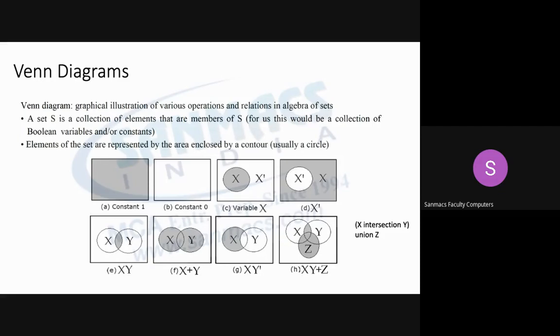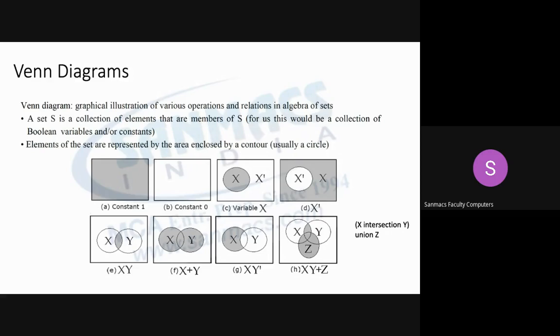Then we have x naught. Since we're working with x naught, the x naught or the 0 value is going to be constrained into a circle, while the remaining area is going to be grayed out, which represents the value 1 for the variable x. Then, for example, we have two variables x and y. Then we're going to have two circles, and based on the operator that's been used between them, we will be deciding which area is going to be grayed out.